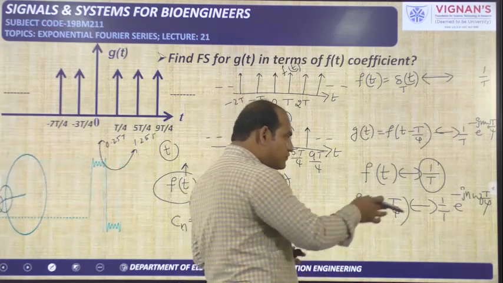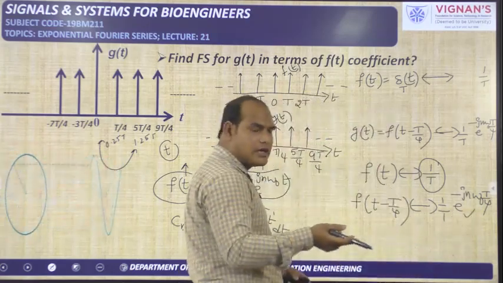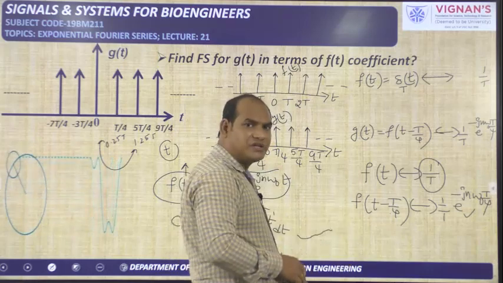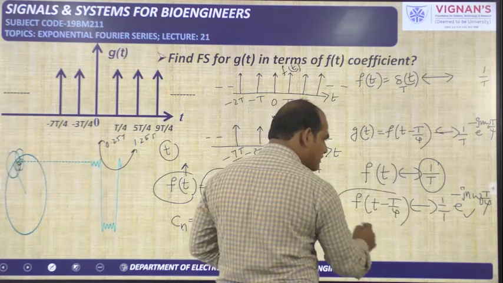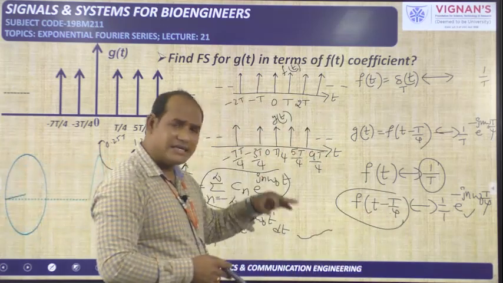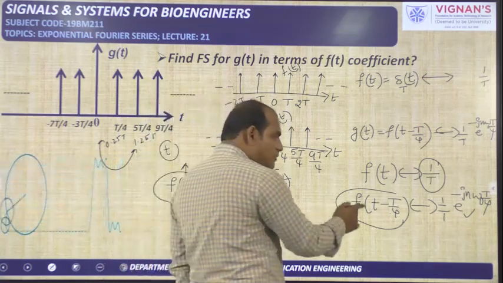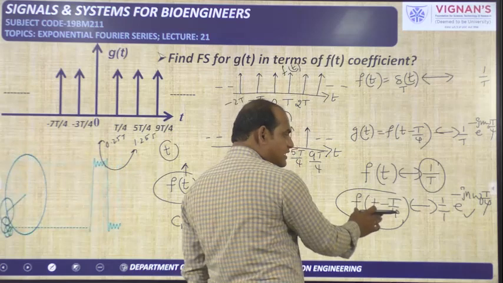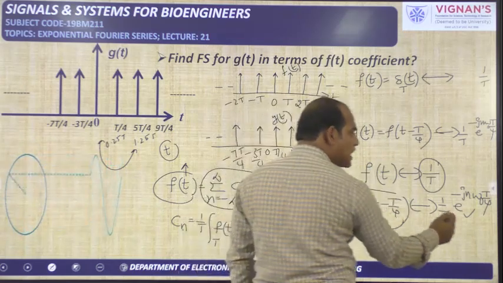That means shifting is responsible for this exponential in the frequency domain. In which domain have we done the shifting here? Shifting we have performed in the time domain. It is a time shifted version of f of t by capital T by 4 seconds. Capital T is a constant, a certain time period of the signal. So we have performed a certain amount of time shifting on f of t, and because of that shifting only you got the exponential here.